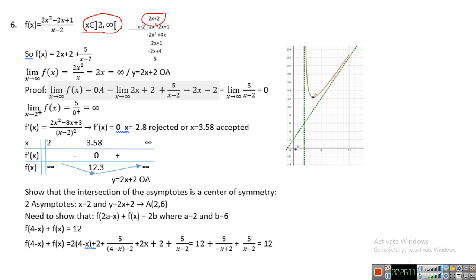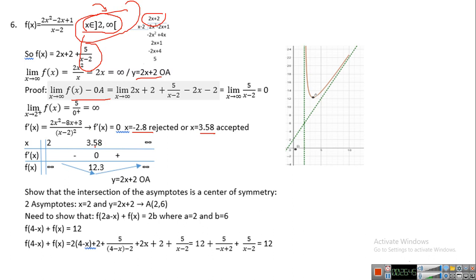We do the limit at infinity, so with 2x at infinity, you have an oblique asymptote. We want to show the existence of the oblique asymptote: as we said, f of x minus the oblique asymptote remains this one, a number over infinity is 0. I want to do the limit as x tends to 2 plus, I don't have the minus. Okay, it's plus infinity. You do the derivative, you have two values from the calculator. Minus 2.8 is rejected because it's not in the domain. You have only 3.58 from 2 till infinity because this is the domain given.